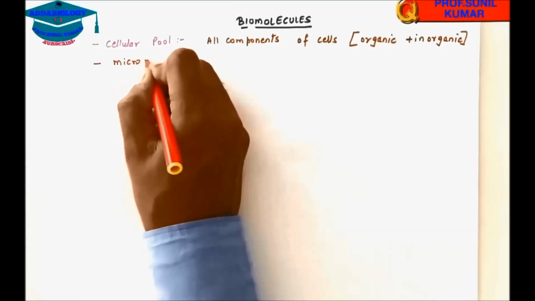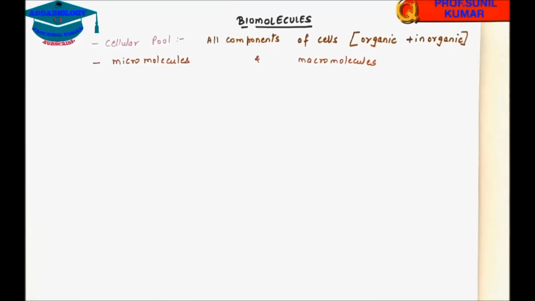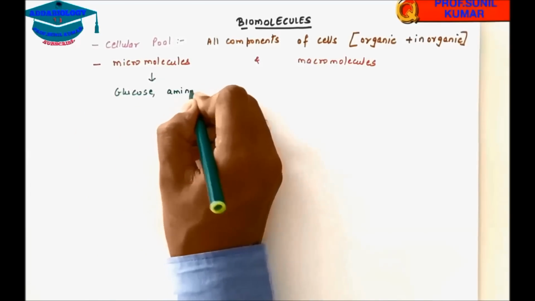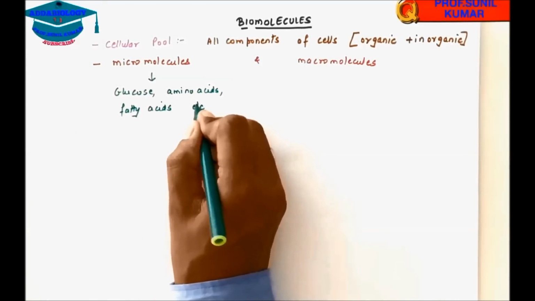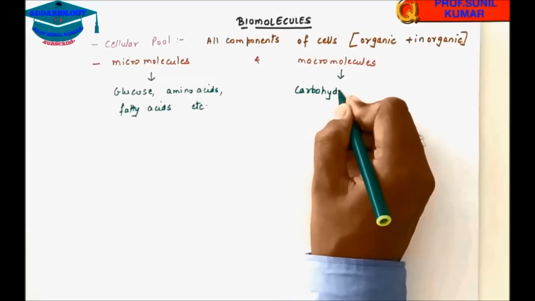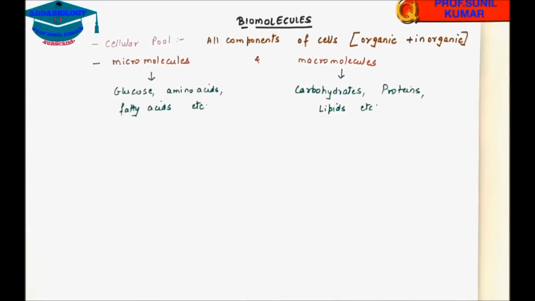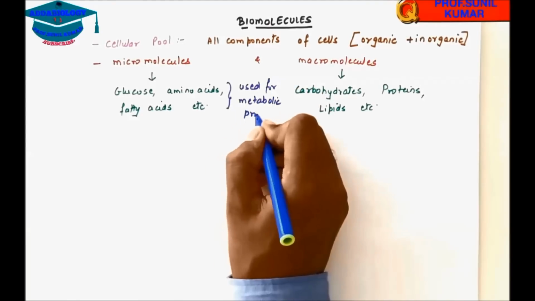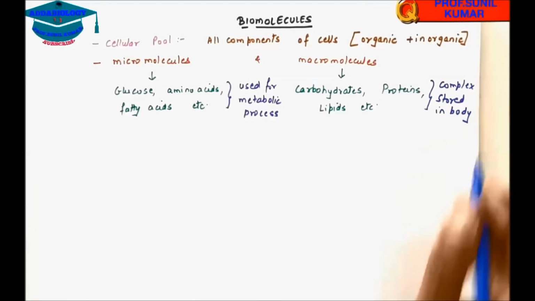There are two types of biomolecules, micromolecules and macromolecules. Micromolecules include simplest units like glucose, amino acids, fatty acids, etc. Whereas the macromolecules include carbohydrates, proteins, lipids, etc. These micromolecules are used for metabolic processes, whereas the macromolecules are complex and stored in bodies.